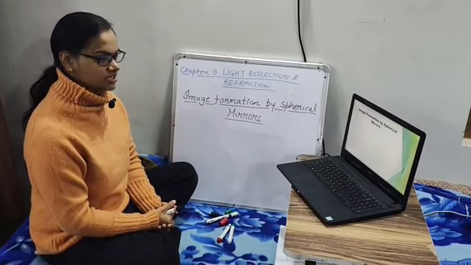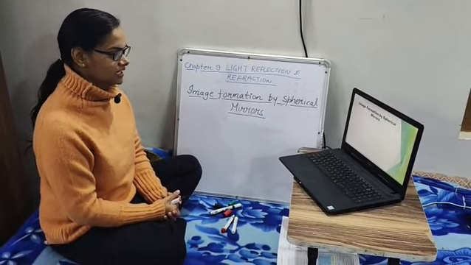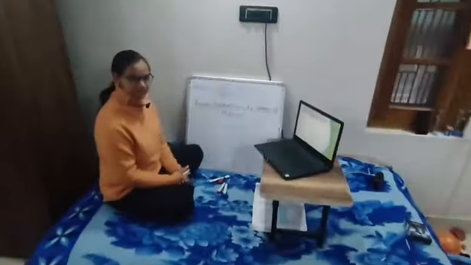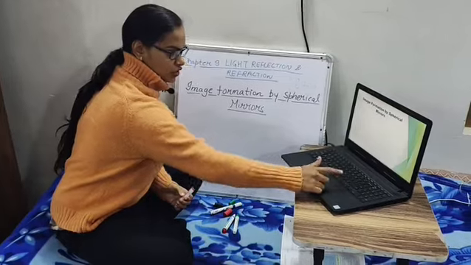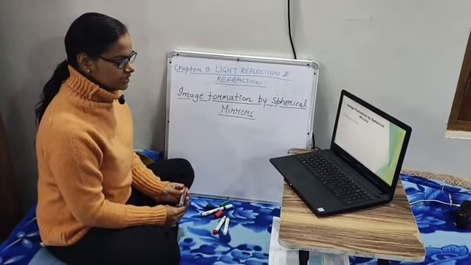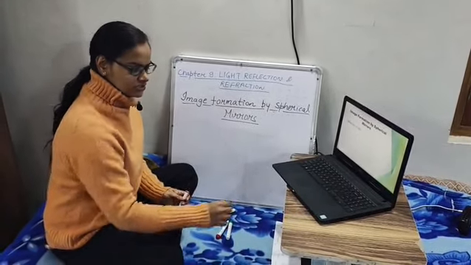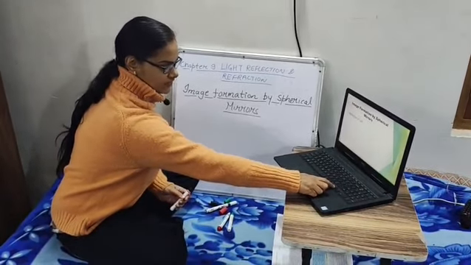Today we are going to study a topic from the chapter Light Reflection and Refraction, and the name of the topic is Image Formation by Spherical Mirrors. These are the following contents which I will be covering, starting from the reflection of light, so the basic definition and the laws of reflection.